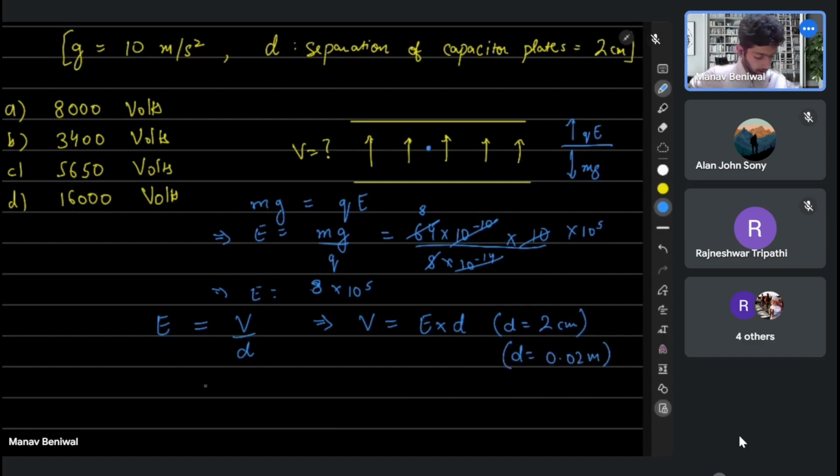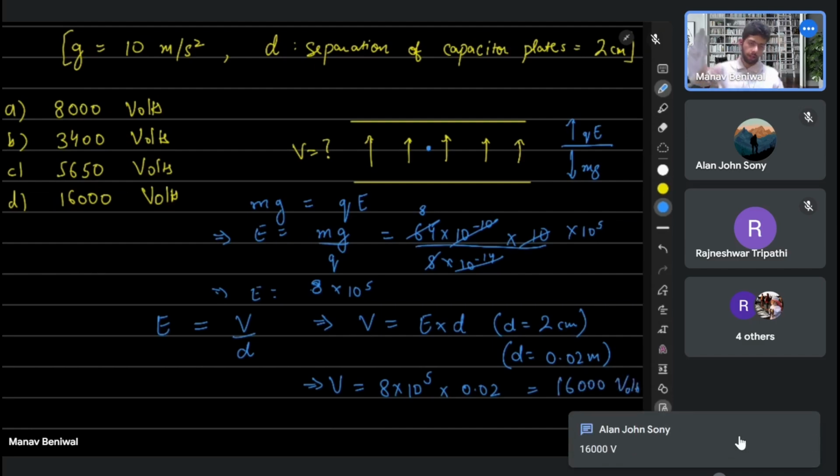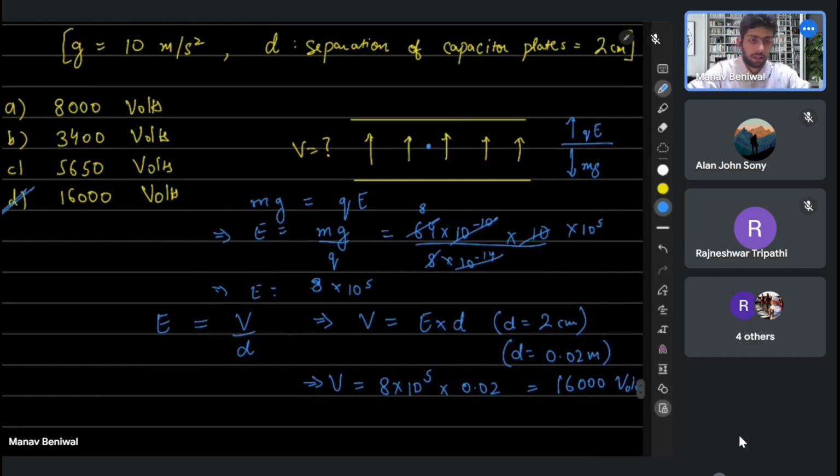So this would imply V is 8 into 10 to the power 5 multiplied by 0.02, which is nothing but 16,000 volts. Yes. So the correct answer is D, as pointed out correctly by Alan.